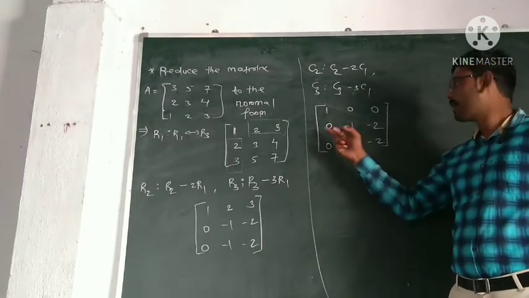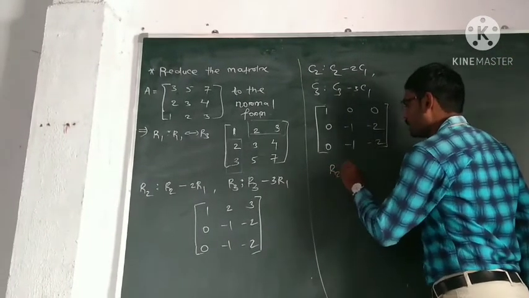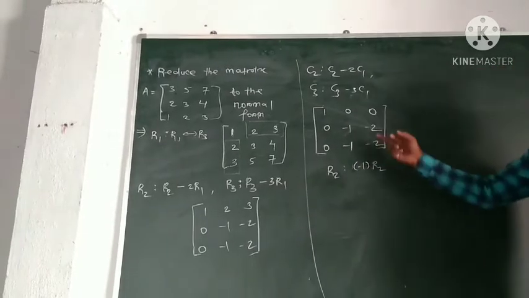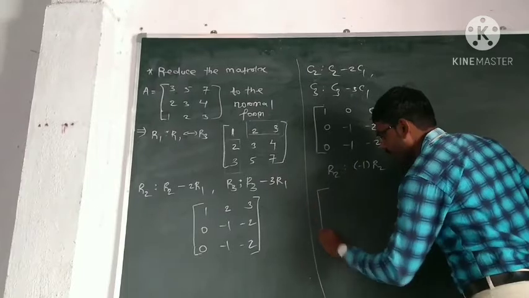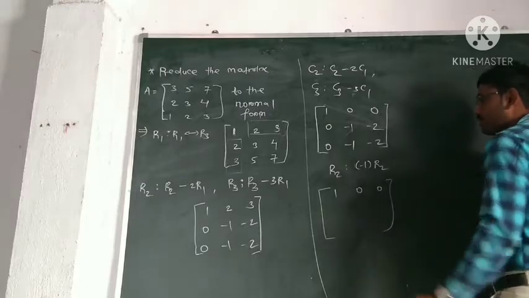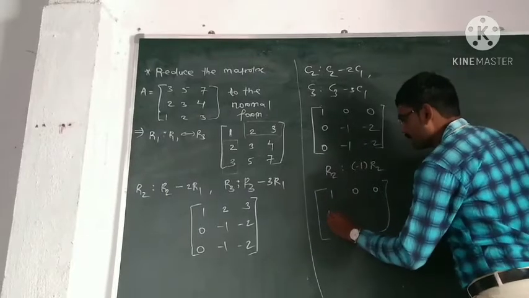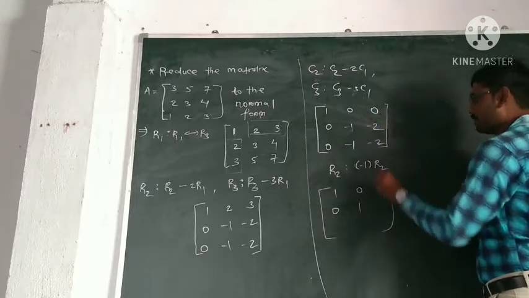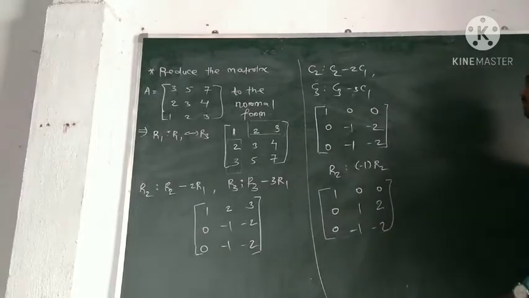So we can make this one by multiplying the second row by minus 1. The next operation is R2 changing to minus 1 times R2. We are multiplying the second row of this matrix by minus 1. The matrix becomes: first row 1 0 0, no change because the operation is only on the second row. Second row multiplied by minus 1: 0 stays as it is, minus of minus 1 is plus 1, minus of minus 2 is plus 2. Third row 0 minus 1 minus 2 as it is.